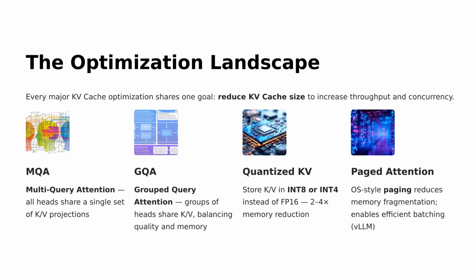Welcome to the optimization landscape for KVcache. The goal across all major optimizations is to reduce the KVcache size, boosting throughput and concurrency. First, multi-query attention allows all heads to share a single set of key value projections. Grouped query attention lets groups of heads share keys and values, balancing quality and memory. Quantized KV stores key values in INT8 or INT4, cutting memory usage by 2 to 4 times. Lastly, paged attention uses OS-style paging to reduce memory fragmentation and enable efficient batching.